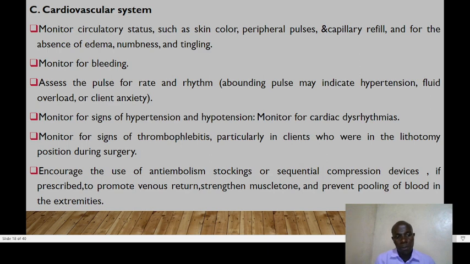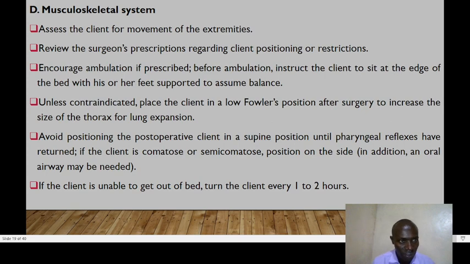Thrombophlebitis normally develops. You also need to encourage the use of anti-embolism stockings or sequential compression devices if prescribed. This is just to promote venous return, to strengthen the muscle tone, and prevent pooling of blood in the extremities.